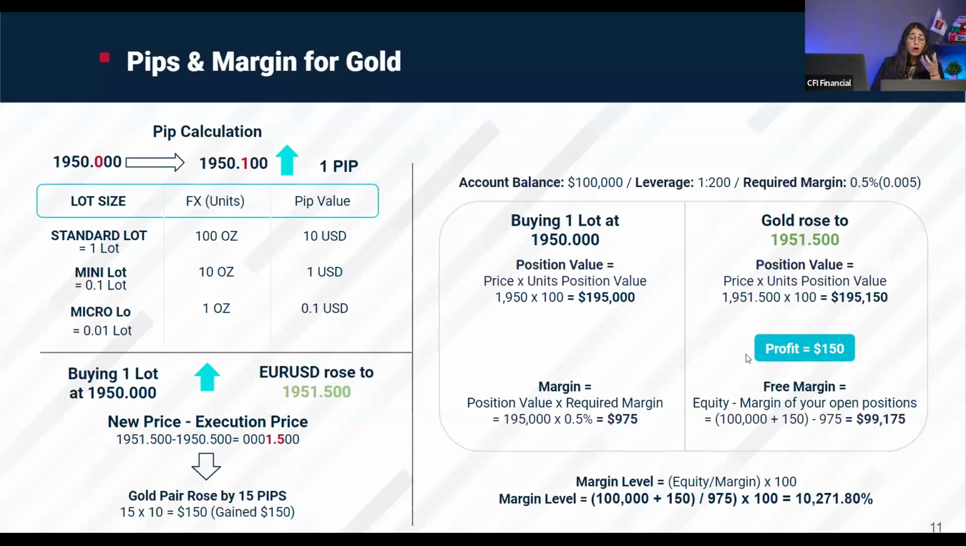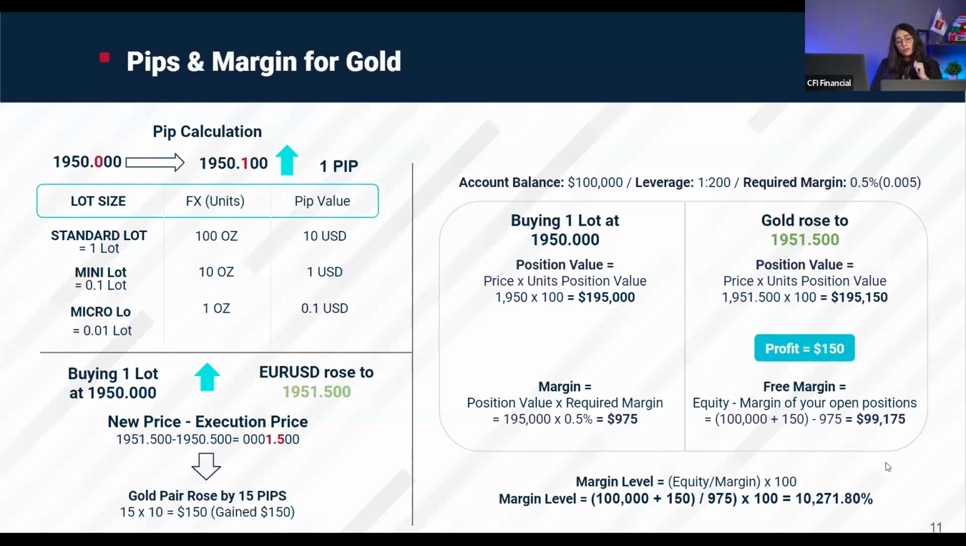Now, to know how much is left in my account to do further trades, I need to find the free margin. To find the free margin, it's my equity. Like we said before, to calculate the equity, it's my balance plus or minus profit or loss. So we're profiting 150, so it's 100,000 plus the 150, and I subtract from it the margin of my open positions, and I will get $99,175. So this is how much I have left in my account to do further trades.